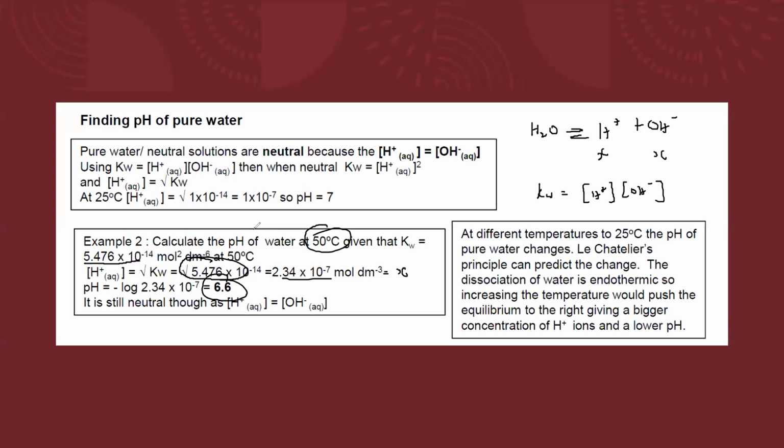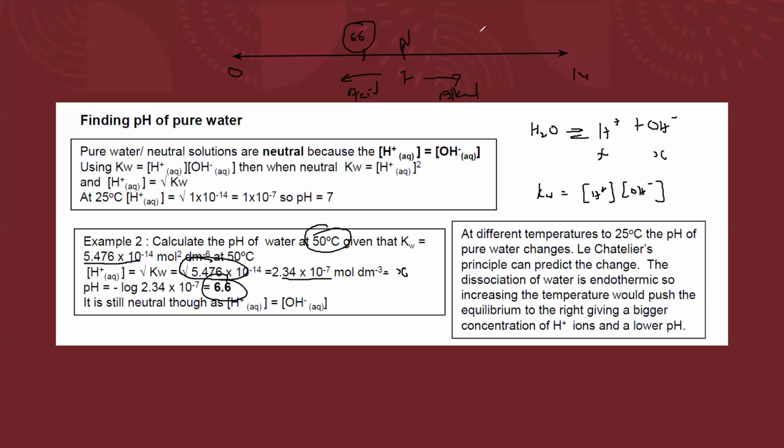As we know, you studied the pH scale in O levels. The pH scale ranges from 0 to 14, and 7 is neutral, below 7 is called acidic, and above 7 is known as alkaline. So 6.6 is here. But why is 6.6 not considered acidic when the temperature is 50?